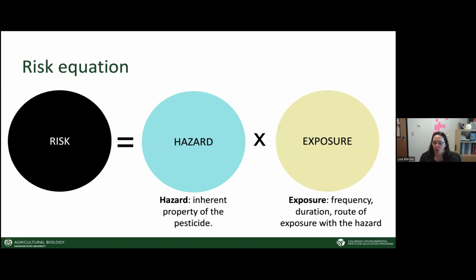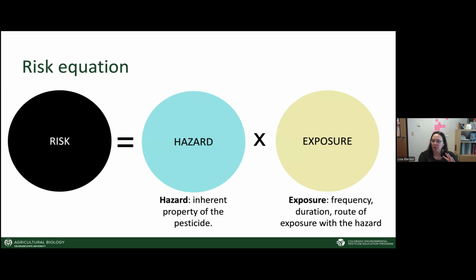Let's walk briefly through this risk equation, because EPA, when they're registering pesticides, looks at risk as well. Risk equals hazard times exposure. Hazard is an inherent property of the pesticide. That ingredient is highly hazardous, moderately hazardous, or low hazard. It is what it is. It has a specific hazard level. But if you're never exposed to that ingredient, it doesn't pose any risk to you whatsoever.